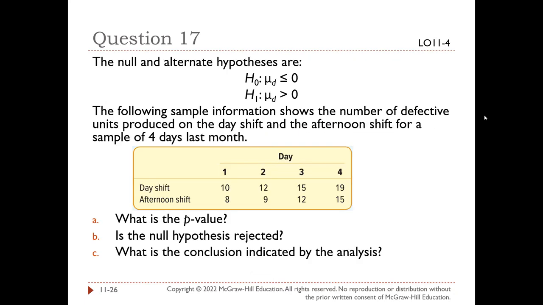Okay. Last problem. And this is dealing with differences. The following sample information shows the number of defective units produced on the day shift and the afternoon shift for a sample of 4 days last month. They also want the p-value. And is the null hypothesis rejected? And then what is the conclusion indicated by the analysis?